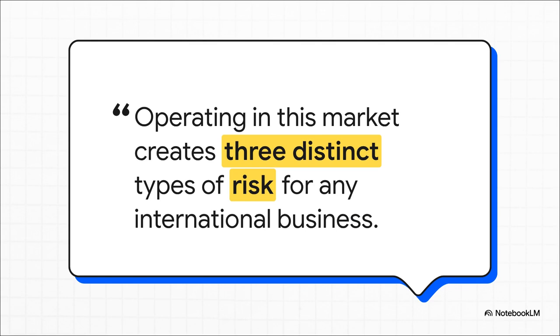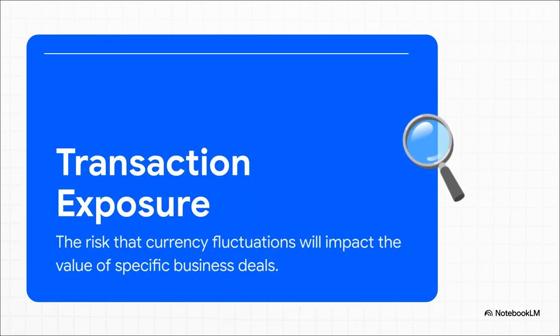Far from it. For any company that operates across borders, this constant exposure to shifting currency values creates three very specific types of financial risk. First up, you've got transaction exposure. This is the most direct risk. Imagine you've agreed to sell your products for, say, 1 million euros, but you won't actually get paid for another 90 days. If the value of the euro drops during that time, well, the final payment you receive will be worth less than you originally planned for.